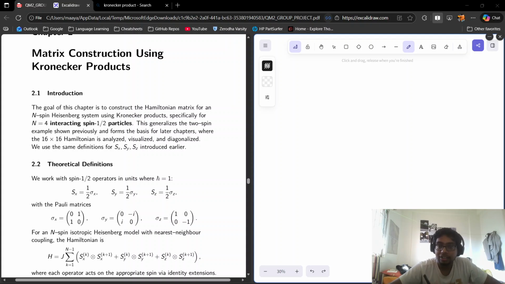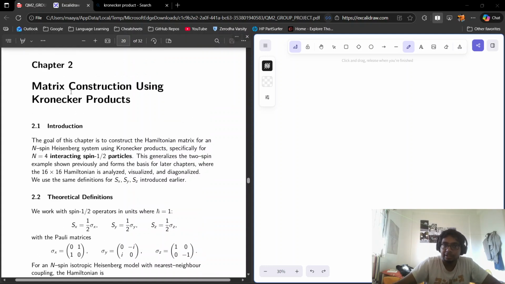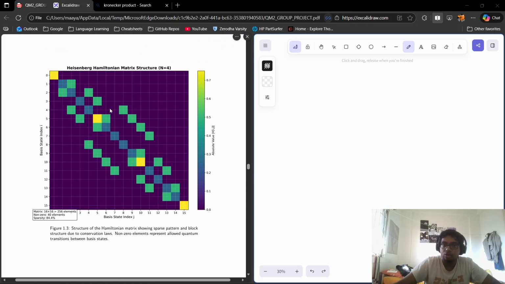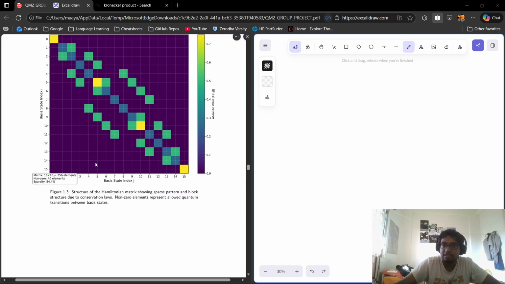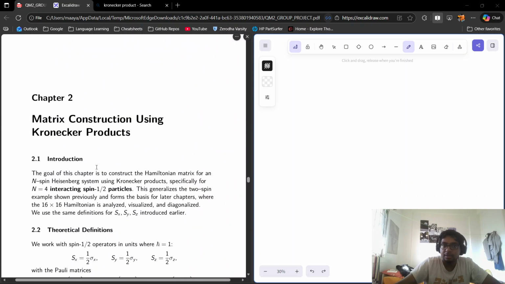Hello, I'm Mayank, and I shall be showing you how I'll be constructing the matrix as shown over here using the Kronecker product. Meanwhile, Priyansh in the previous part had shown how he constructed the matrix via the theoretical definitions, and over here I shall be using the method of Kronecker products.